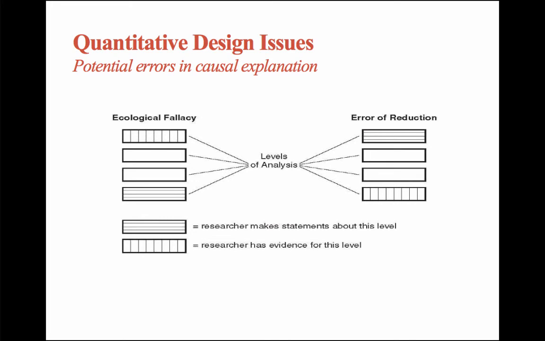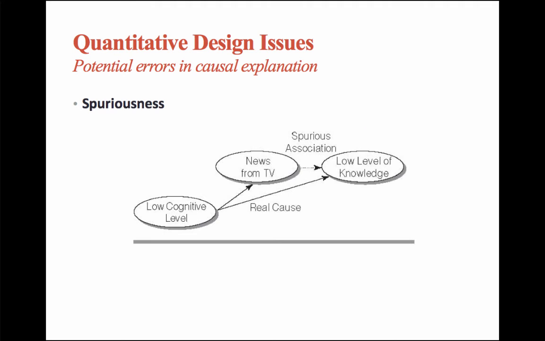And then the error of reduction is essentially the exact opposite, where I'm looking at small scale units and overgeneralizing them to the entire population. So instead, that would be me saying the people that I work with are very hardworking, and then falsely saying all Hawaiians are incredibly hardworking. They're the exact opposite of each other here.